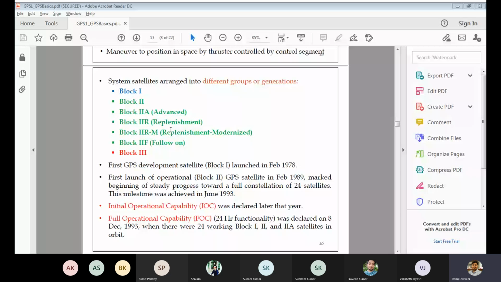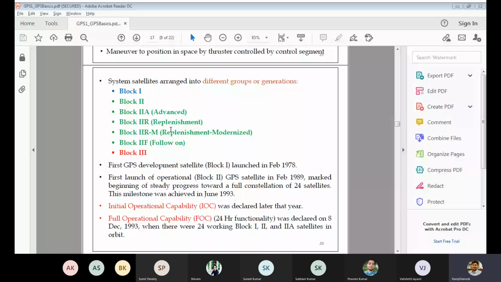The first third generation GPS satellite, called Block IIR, replenishment, was successfully launched in 1997. These satellites have the capability to determine their orbit autonomously through ultra high frequency crosslink ranging and to generate their own navigation message by onboard processing. Previously, up to Block I, II and IIA, the navigation message was transmitted by the control segment, which they had to forward to the user. But from IIR, they started generating their own so-called navigation message.